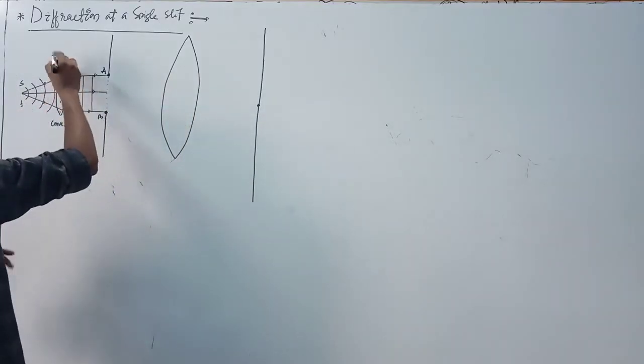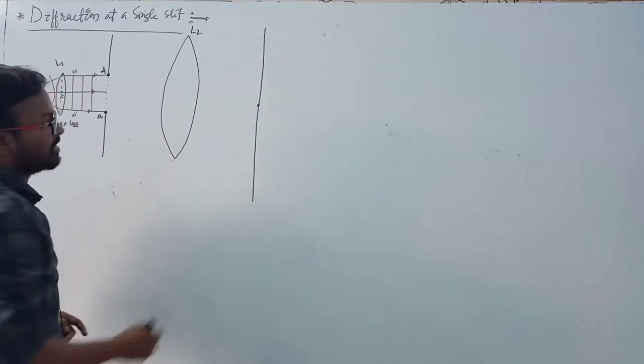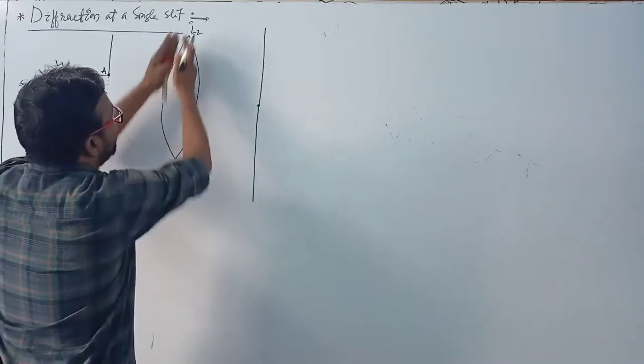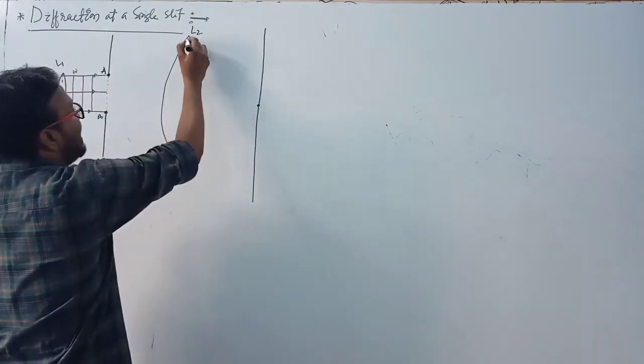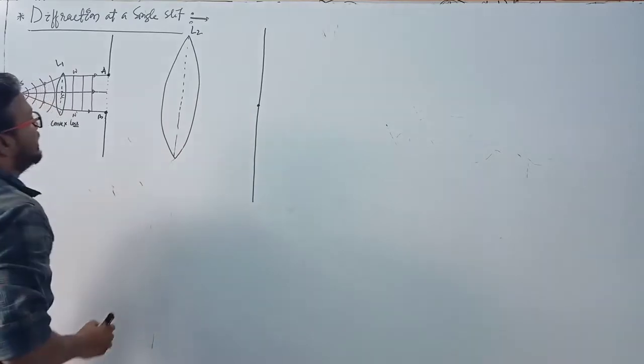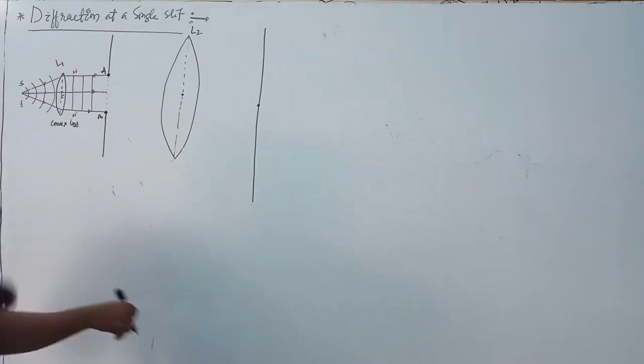You can say choose this lens L1 and this lens which is L2. Clear? So we have to place this screen on the focal length or focus point of the second lens L2. This lens L2. Clear? This is optical center C, and this is focus point. So now let's start.